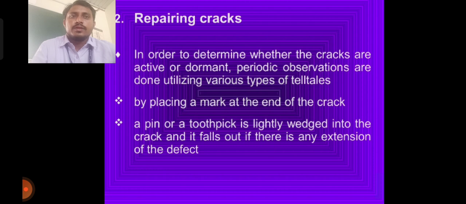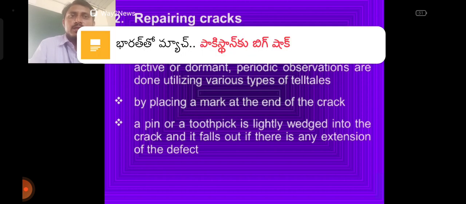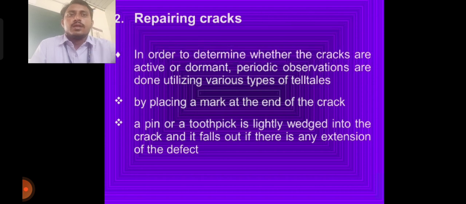Those will be weekly maintenance, monthly maintenance, or yearly maintenance. It is required to know whether the crack will be active or dormant. So by placing a mark at the end of the crack, where the crack has stopped at a particular position, you need to place a specified mark on that position.